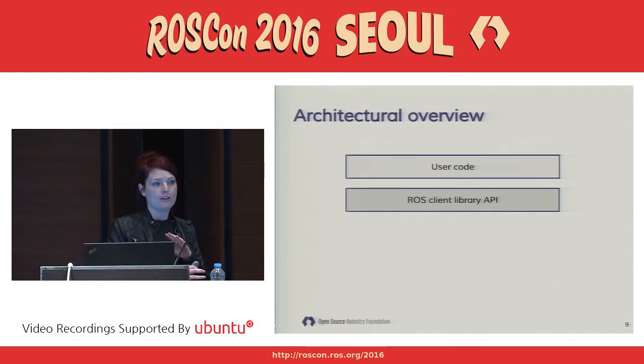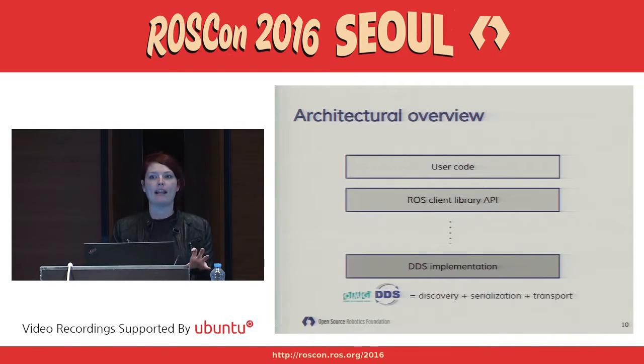In order to use DDS with ROS, we've had to restructure how ROS is set up. And so where in ROS1, your user code is going to tap into the ROS API, and that will speak directly to the network. In ROS2, the ROS API acts as more of an abstraction layer, and then the actual work of sending data to the network goes through a DDS implementation. And this can be one of a few different supported implementations.